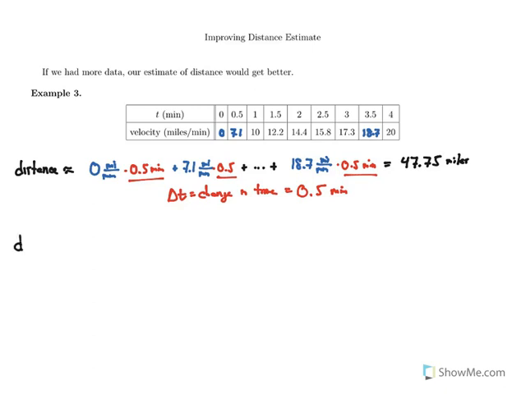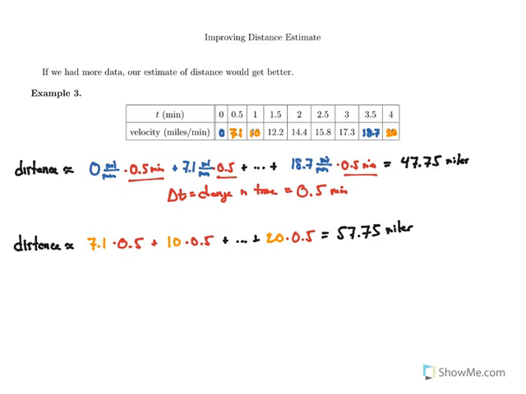If we did this the other way, we would use the right point, so we'd go 7.1 times 0.5 plus 10 times 0.5. And then we keep on doing this until we got to our last one, which we'll use the 20. And if we added all of those up, we would get 57.75 miles.